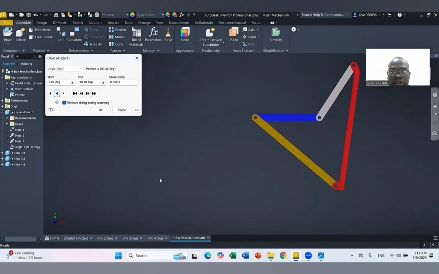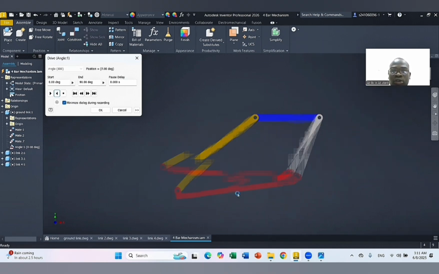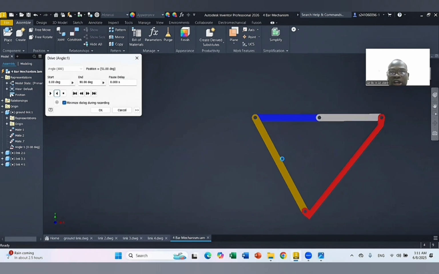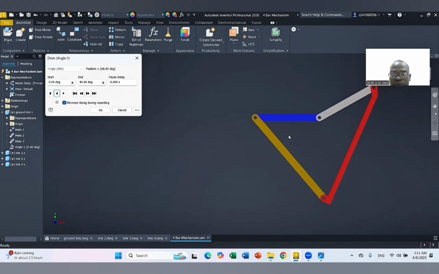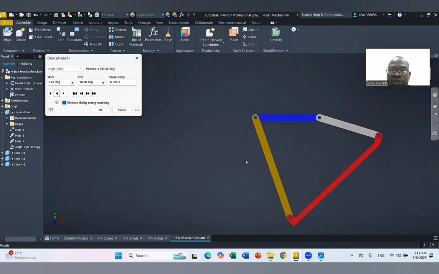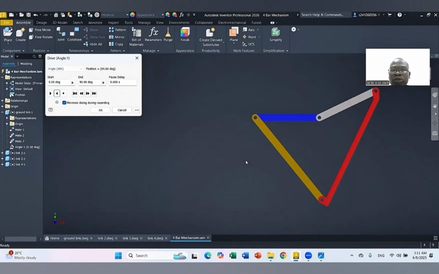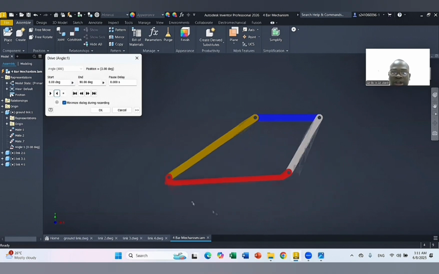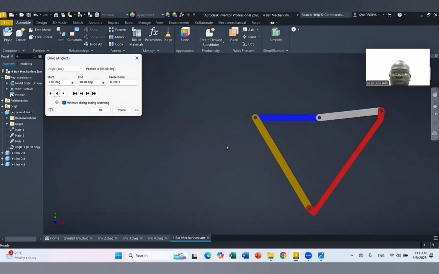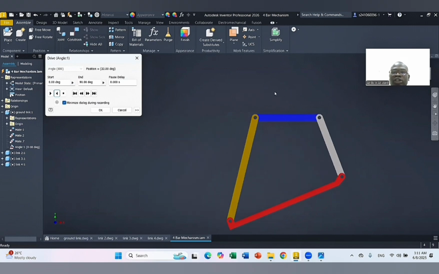We can also define the mobility or the degree of freedom of this mechanism by looking at the number of the links. We have 4 links and 4 full pin joints and 0 half joints. This means if we apply the Grubler equation, we get only 1 degree of freedom. So this mechanism has a single degree of freedom, meaning one input is required to know the locations of the other 3 links.